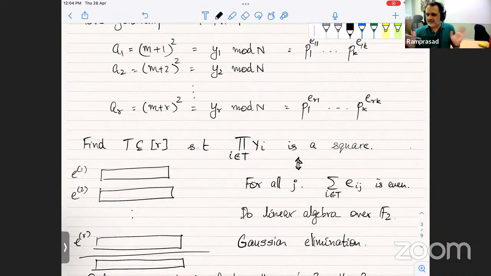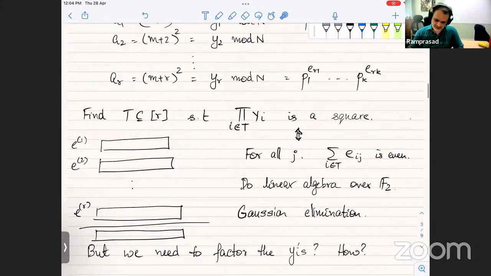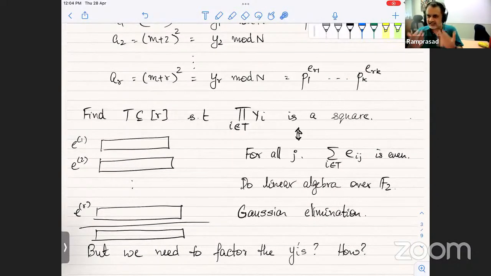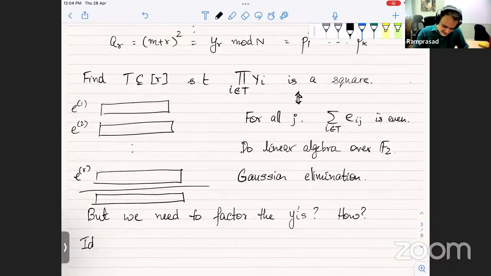Okay, so that's the idea. Once you manage to factorize y1, y2 till yr, by looking at these exponent vectors, you can always find out a suitable linear combination of them. Now here is a question. We started off with the task of factoring n, and now apparently as a subtask, we need to factor these y's. How are we going to do that? Is this some weird recursive algorithm? The cool idea here is that you just factorize what you can.